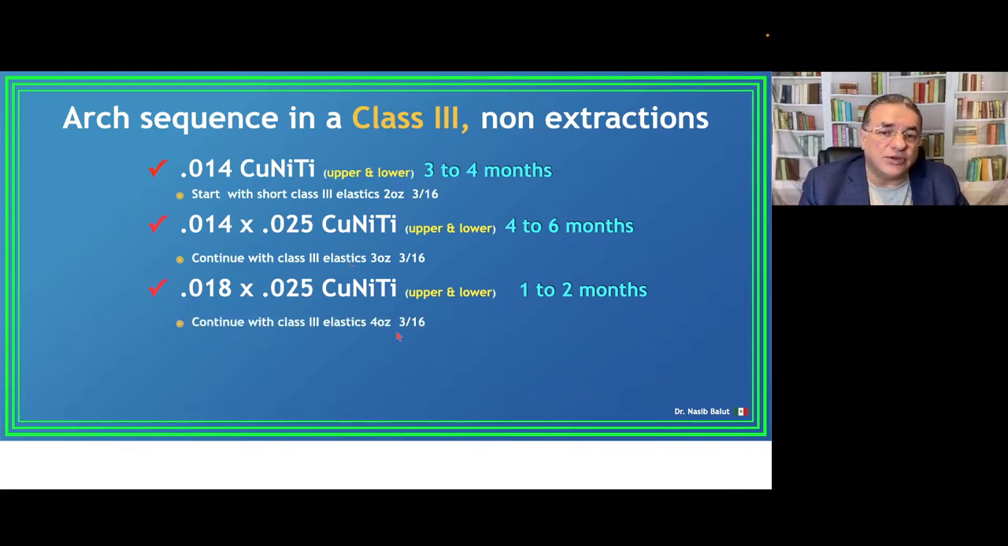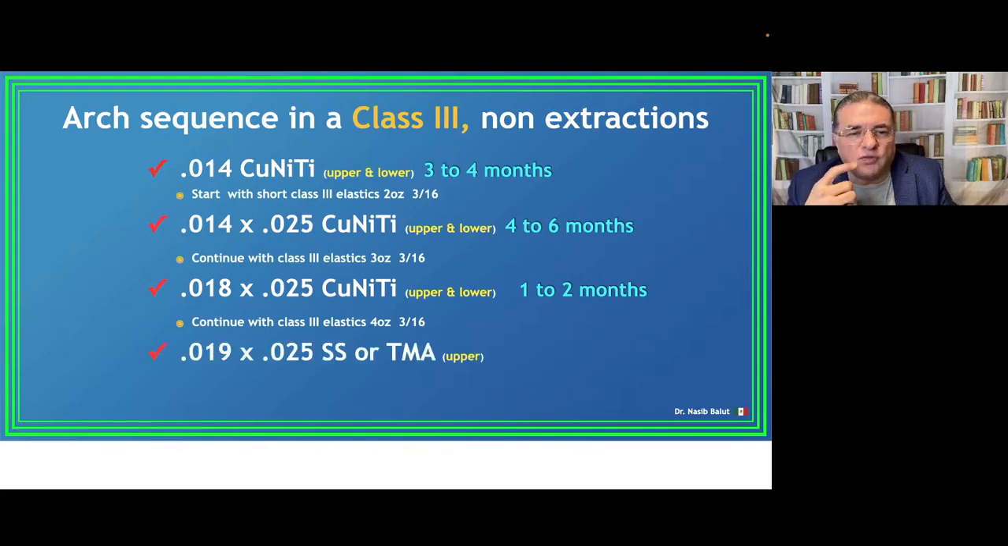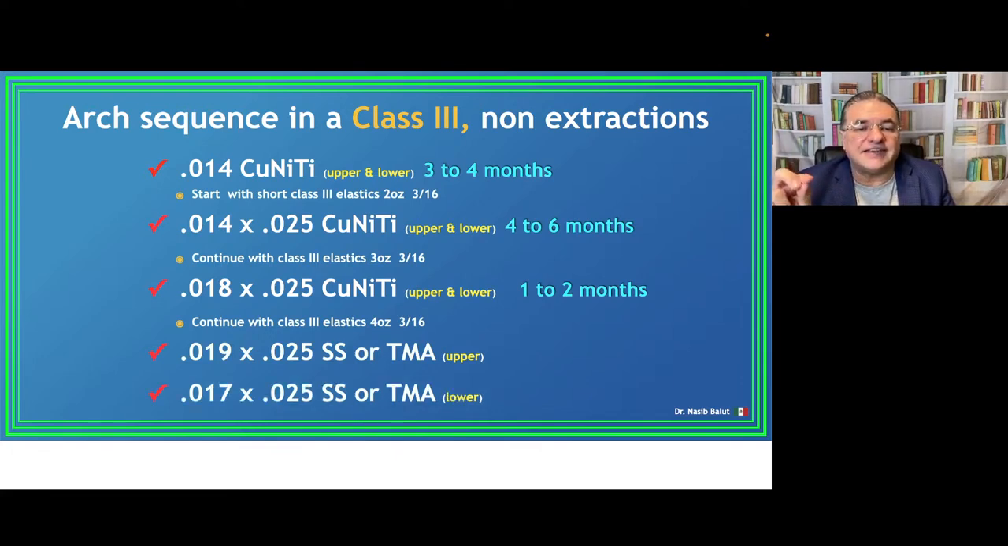I will continue with my class 3 elastics. Now I use a little bit heavier elastics, 4 ounces, 3/16, from the upper first molars to the lower cuspids. Then I will move on to an 18 by 25 TMA in the upper arch and a 17 by 25 stainless steel or TMA.